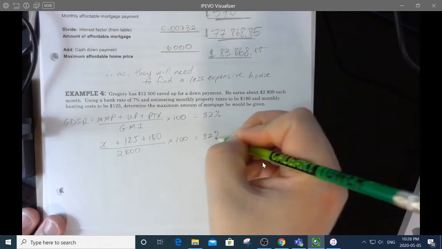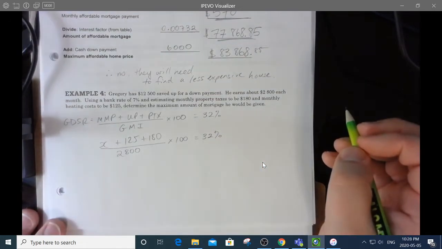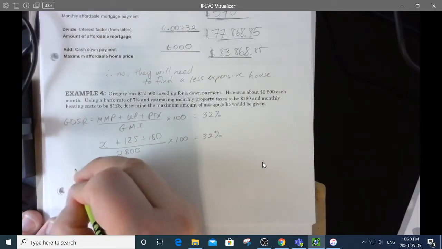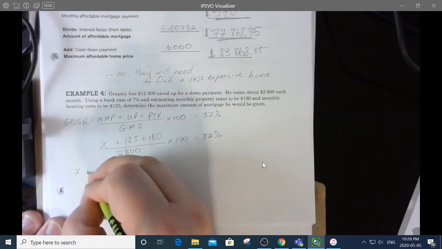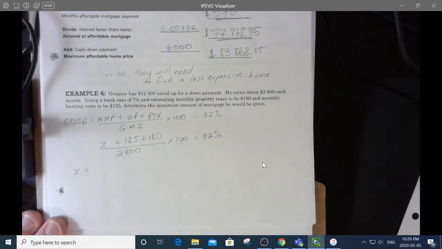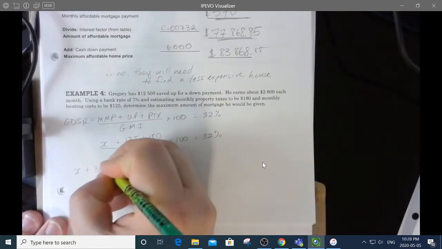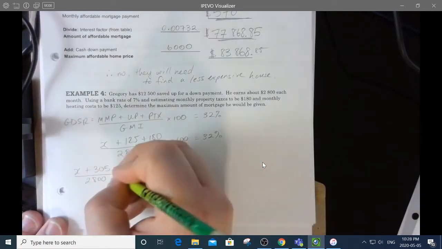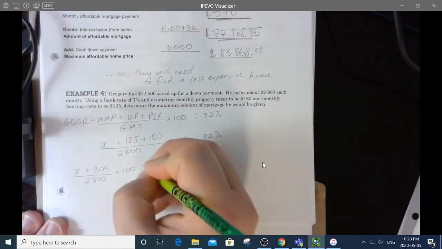And so I am going to just do algebra. Okay, I'm going to do one thing first. I'm going to actually simplify this a bit. I'm going to change this to X plus, and then 125 plus 180. If I add those two things together, that's going to be, what is that, 305? All over 2,800 times 100 equals 32%.